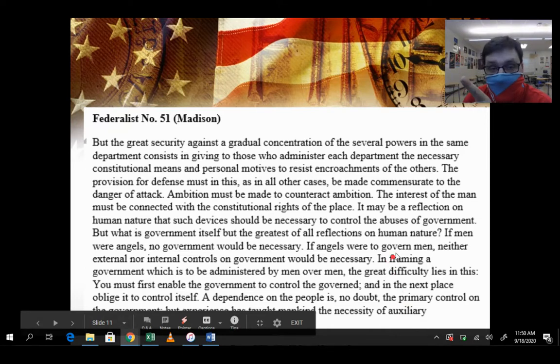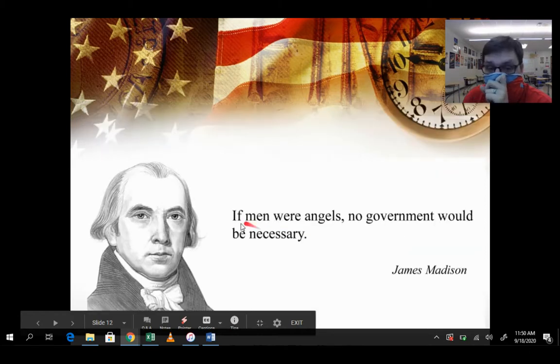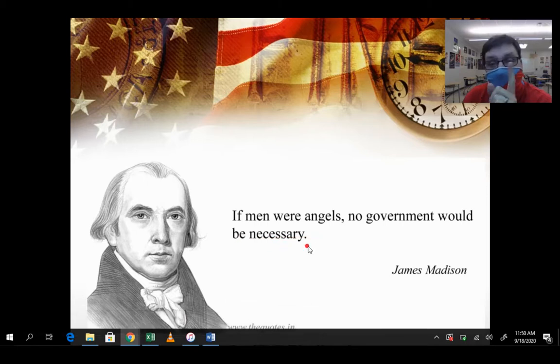Do you agree with James Madison? Do you agree that if men were angels, no government would be necessary, but we're not angels, and so therefore government is necessary? Do you agree with him?